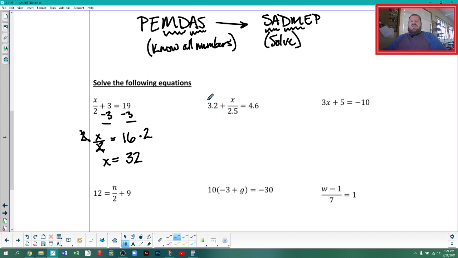So I want to deal with this 3.2. I want to move that to the other side. I'm going to subtract 3.2. Whatever I do on one side, I have to do to the other. So over here, those cancel. And I'm going to be left with, on this side, x over 2.5. And over here, 4.6 minus 3.2. If you have to use a calculator, please do so. But that's going to be, it looks like 1.4.